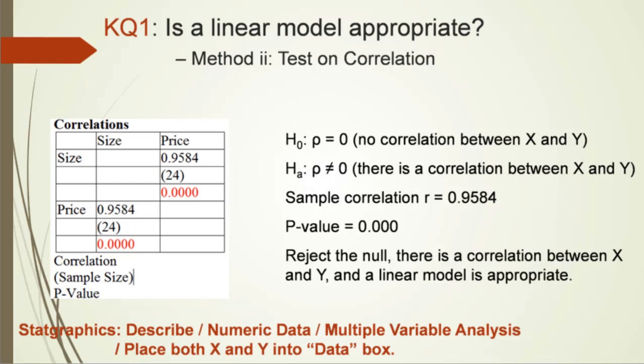We don't need to calculate the test statistic like what we usually do. All we need is the p-value. P-value is close to 0. Therefore, we have enough evidence to reject the null, and we conclude there is a correlation between x and y, and a linear model is appropriate here. This concludes the first key question.